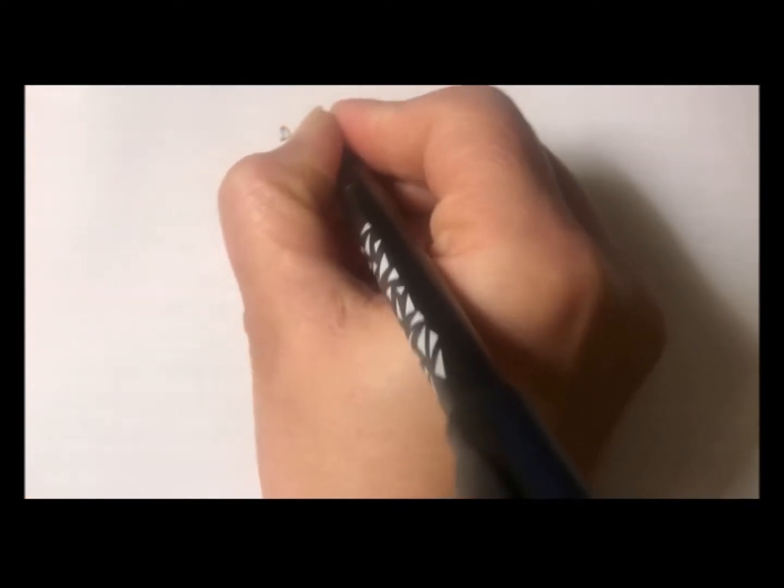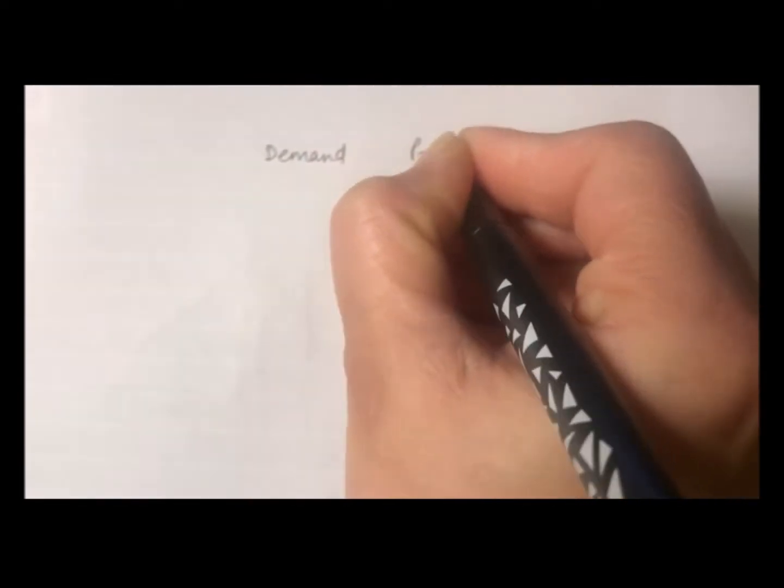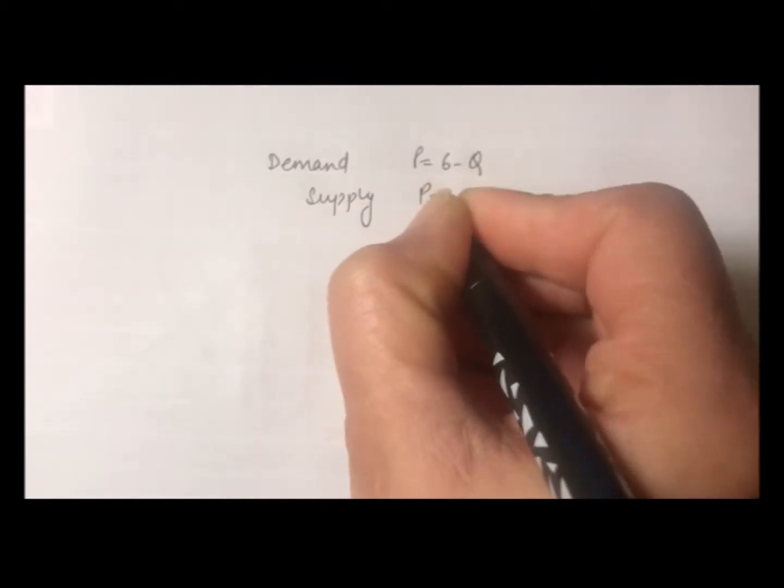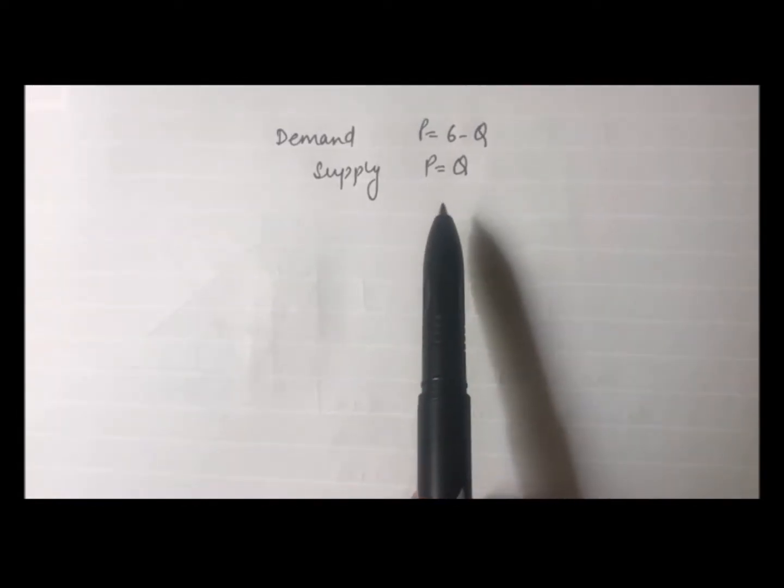So let's solve this question. Here we are given the demand equation P equals 6 minus Q, and the supply equation is P equals Q. You have seen our previous video in which we solved these two equations to find the equilibrium point, price and quantity without any tax. So quickly we will solve these two equations to calculate the equilibrium price and the equilibrium quantity.